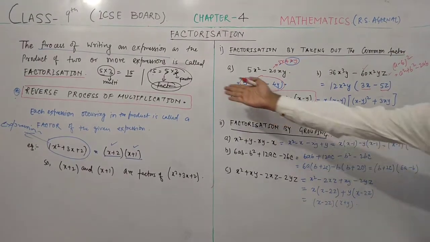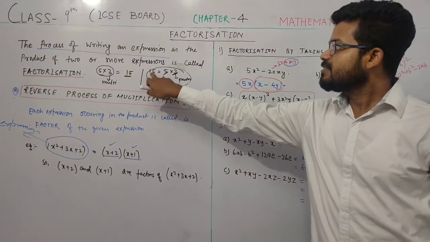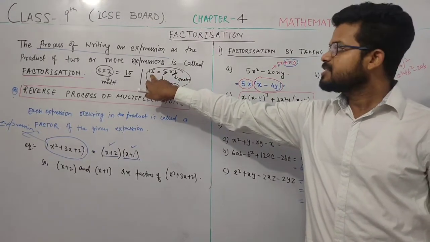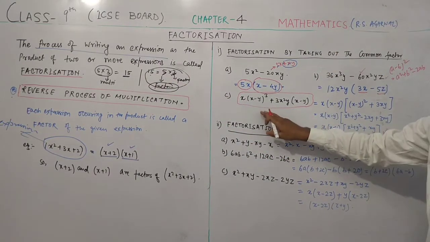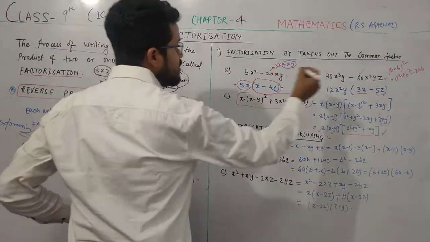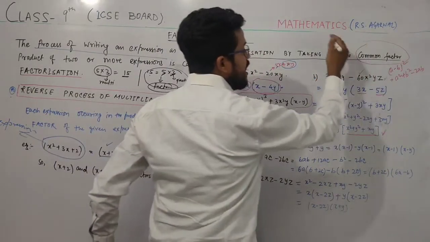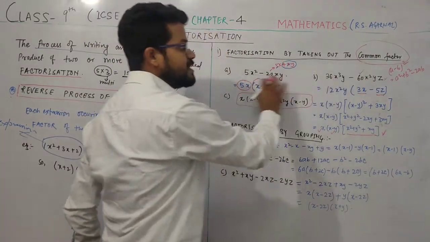Like this one, if I multiply both of these factors, I get the final number which is 15. Similarly, if I multiply all these factors, I get the final expression. Now the second one is the common factor. Here, whatever the question, I directly take a common from this expression.